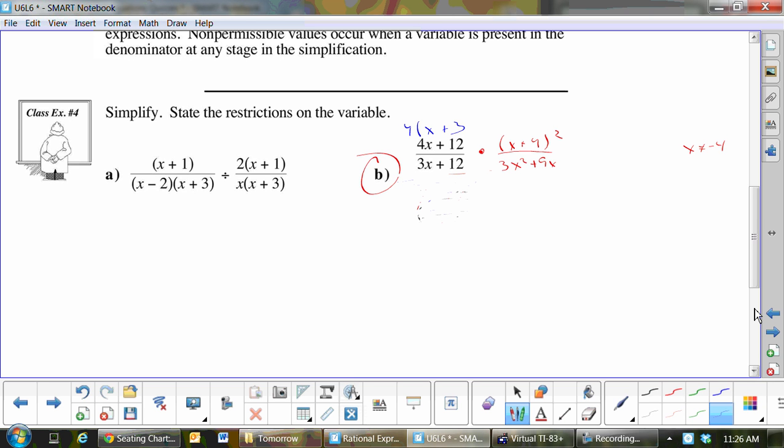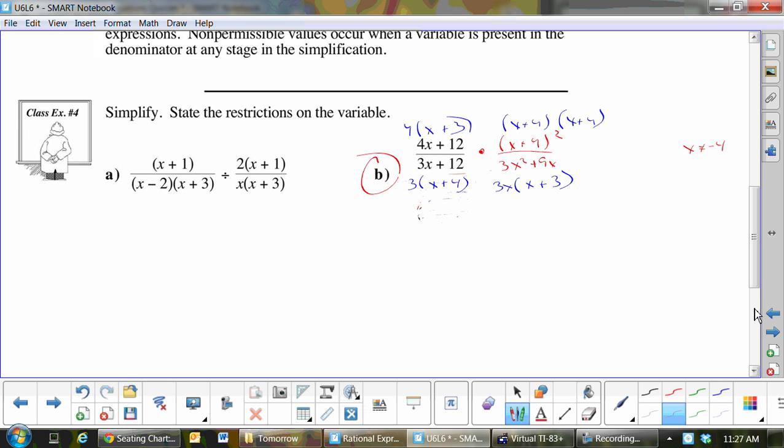Okay, let's factor 3x plus 12. Take out a 3, x plus 4. What's x plus 4 squared? X plus 4 times x plus 4. In the bottom, take out a 3x. Good. X plus 3. And don't tell me this part isn't fun.